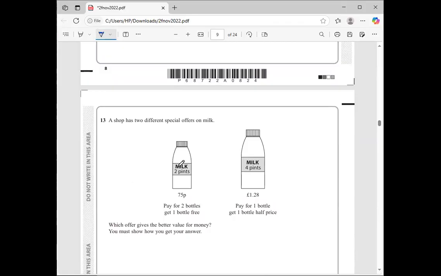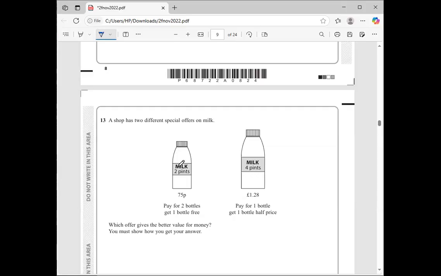Which offer gives you better value for money? You must show how you're going to answer. Okay, so are you ready? This one's going to be number crunching. Pay for 2 bottles, get one free. Pay for 1 bottle, get 1 bottle half price. All right, let's quickly do it.